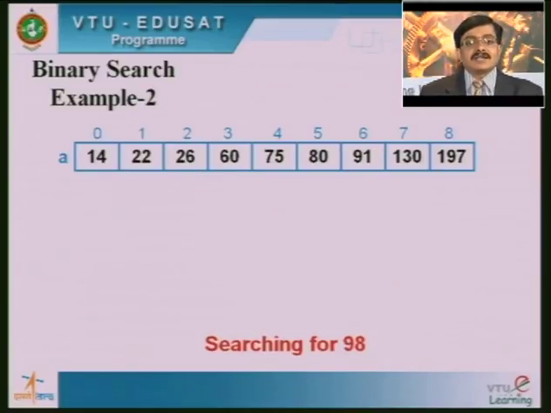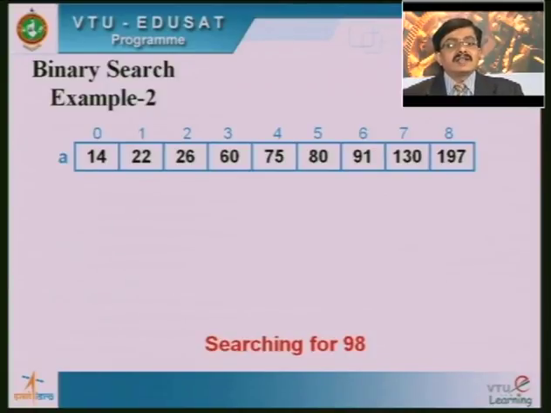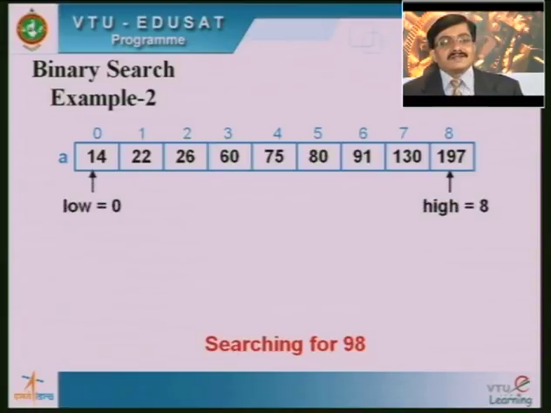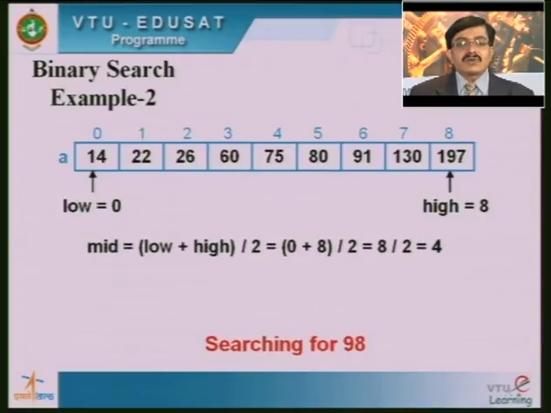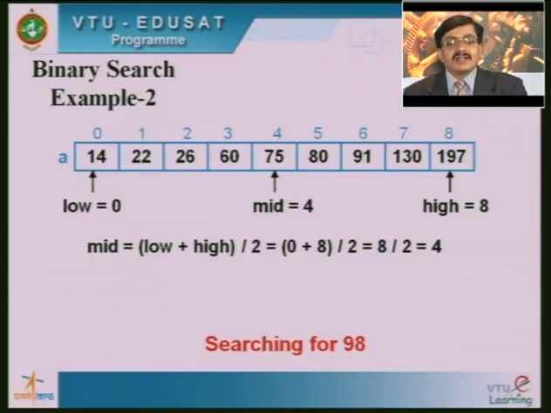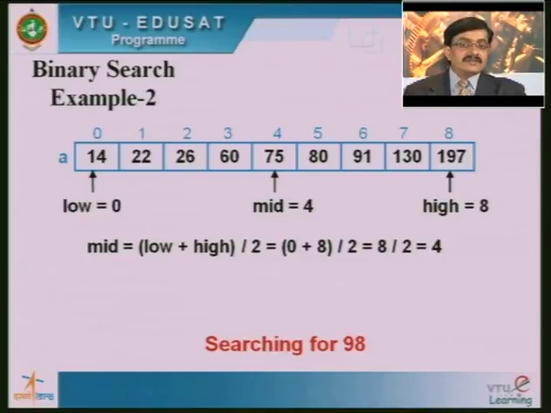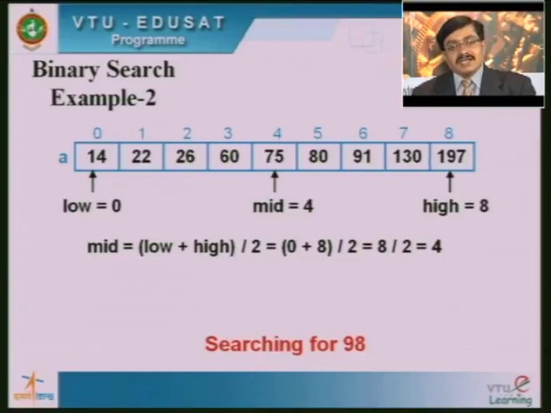Now take another example which results in an unsuccessful search, searching for 98. We do not have 98 in this particular list. So with the usual procedure to compute the mid value, we assume the low value is 0, the lower index, and high is equal to 8, the higher index. Now we compute the mid value as (low + high) / 2, which is 4, and we point to the middle element, the 4th position, that is 75. Now I should compare the key element with 75. If key is lesser than 75, I should go to the left. If key is greater than 75, I should go to the right, and if key is equal to the middle value, then I should conclude a successful search.